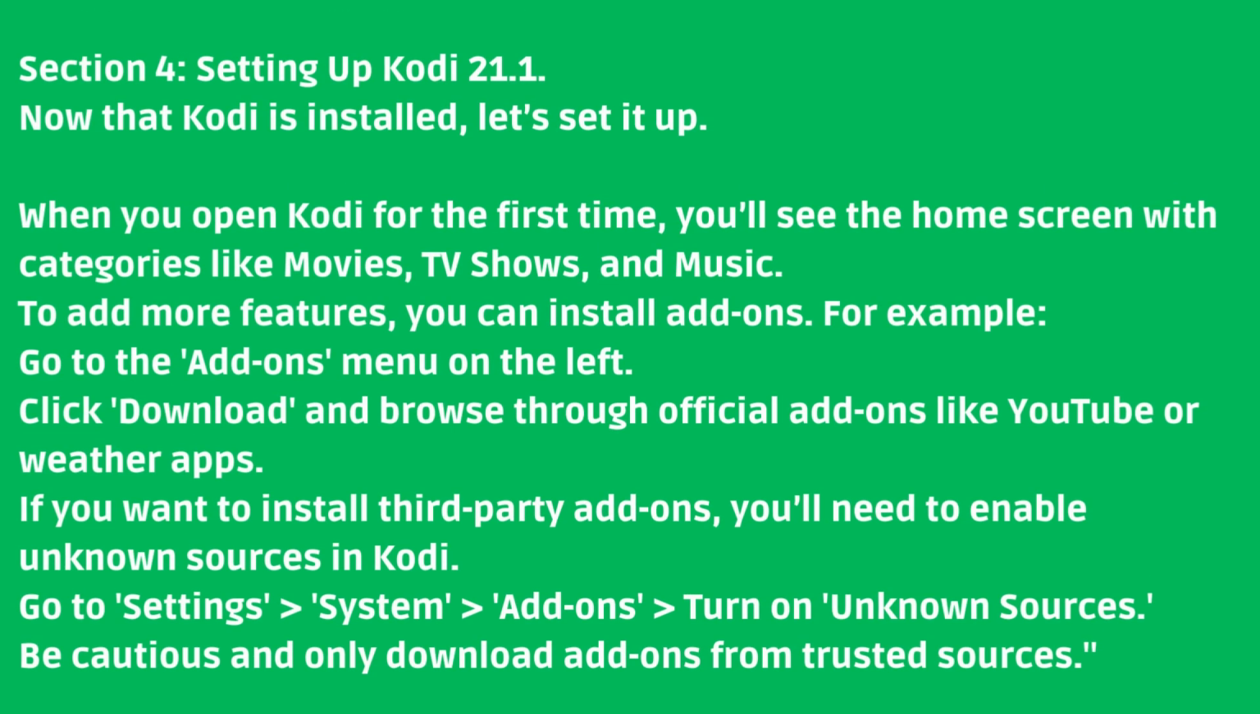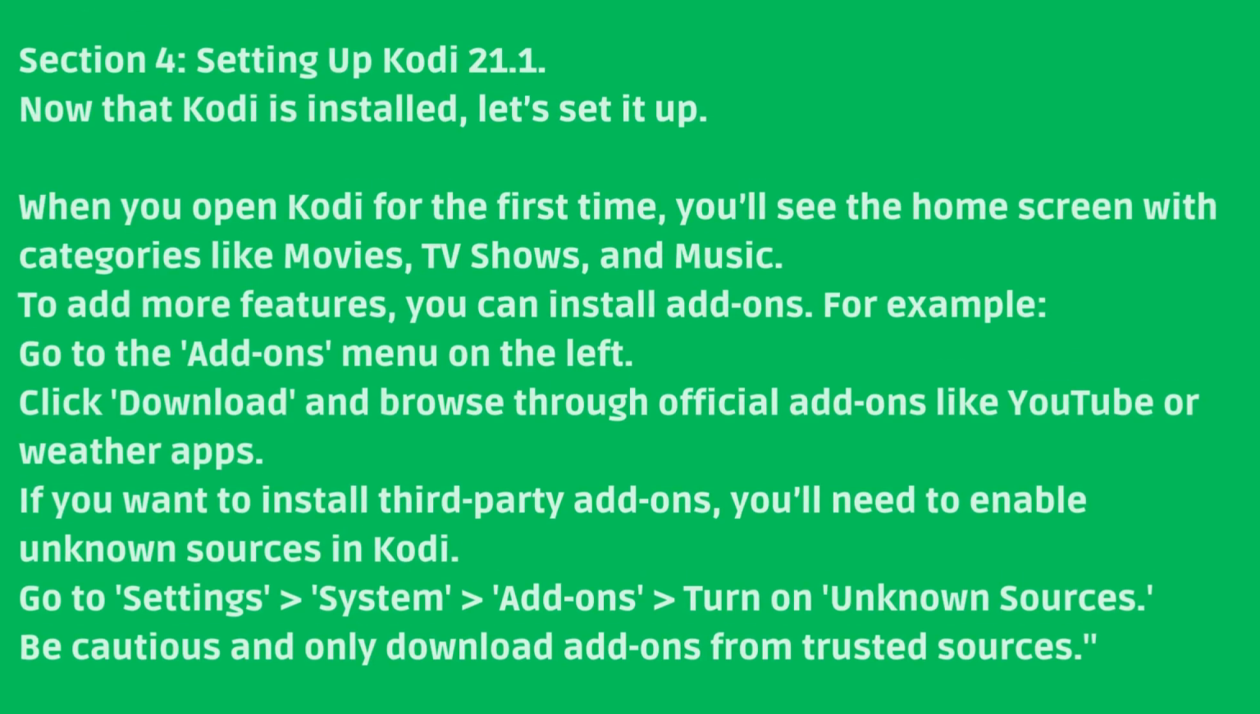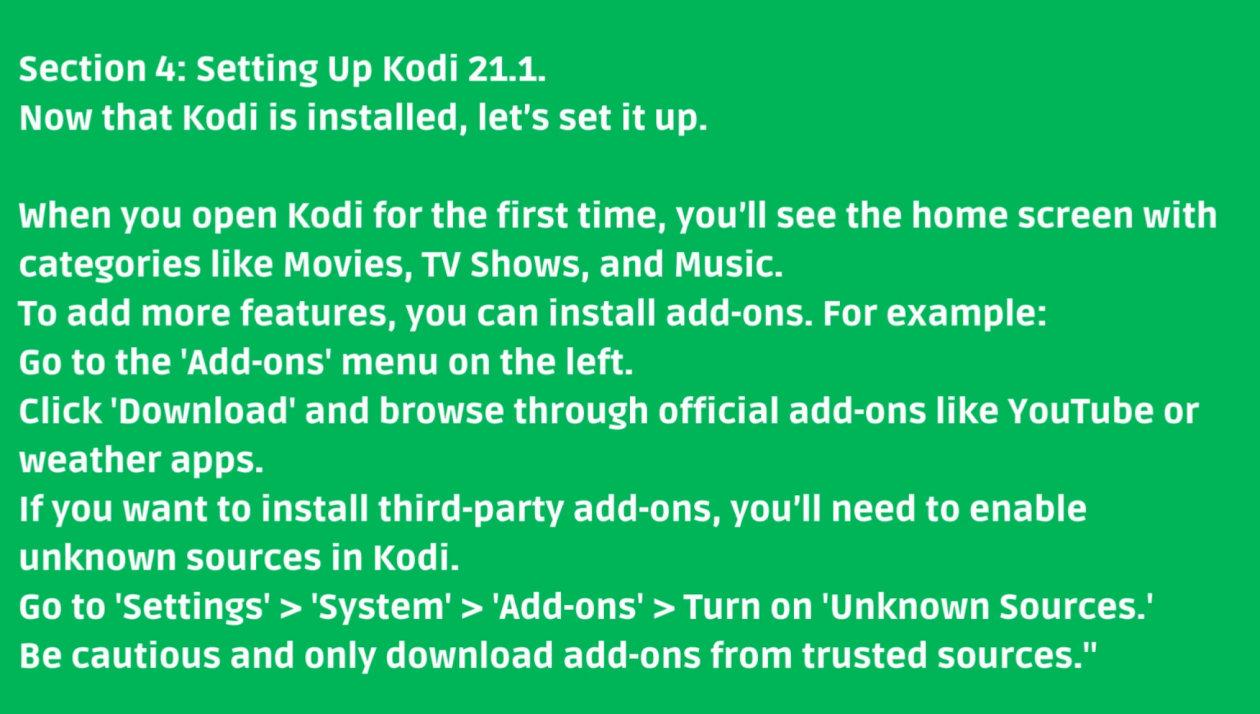If you want to install third-party add-ons, you'll need to enable unknown sources in Kodi. Go to Settings > System > Add-ons > Turn on Unknown Sources. Be cautious and only download add-ons from trusted sources.